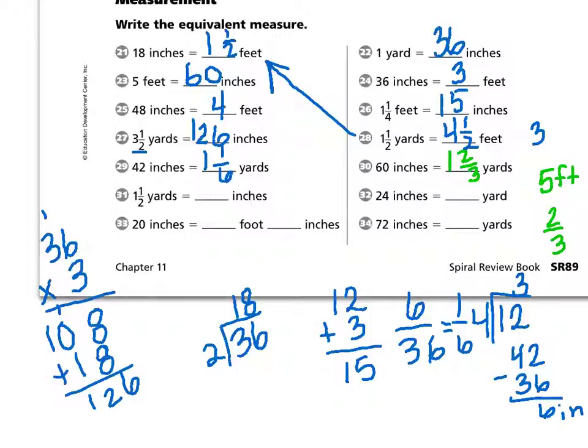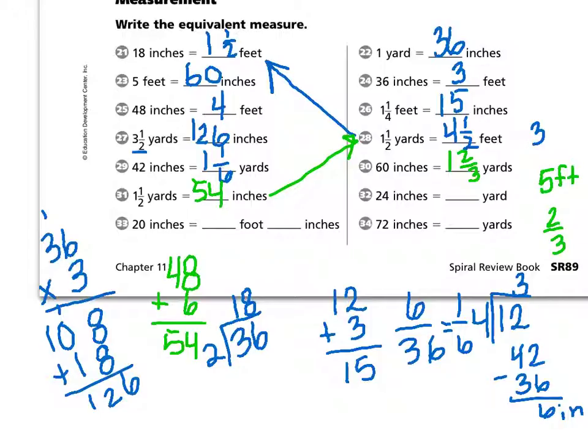1 1/2 yards equals how many inches? Well, I know that 1 1/2 yards is going to be 4 1/2 feet, and I know that 4 feet is going to be 48 inches, and then half of a foot more would be plus 6, and that's going to be 54 inches.